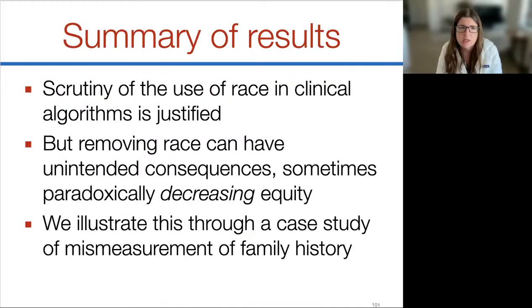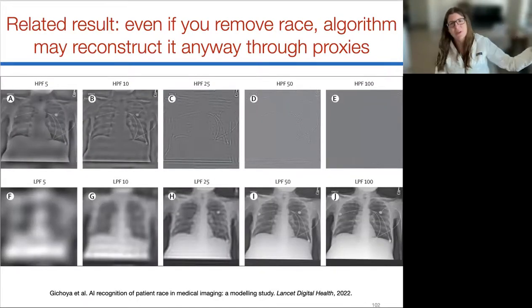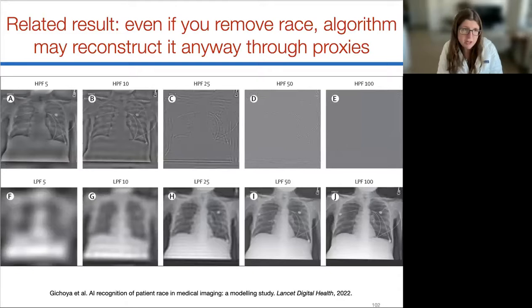So to summarize, scrutiny of the use of race in clinical algorithms is very much justified. But removing race can have unintended consequences, sometimes paradoxically decreasing equity in spite of the good intentions of the people who are doing this. And we give a case study of family history, which illustrates this. A related point that others have found is that even if you remove race, the algorithm may reconstruct it anyway through proxies, right? Many of you may have seen this paper demonstrating that AI can reconstruct a patient's race from their medical images, even under substantial perturbations and corruptions to those images. So simply removing race is no guarantee the algorithm won't reconstruct it anyway.